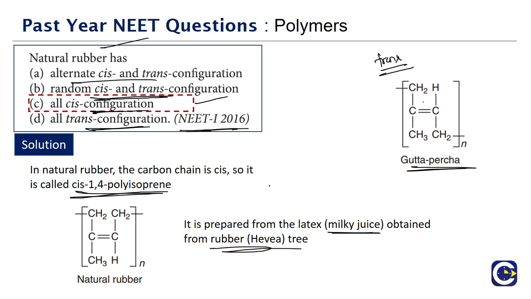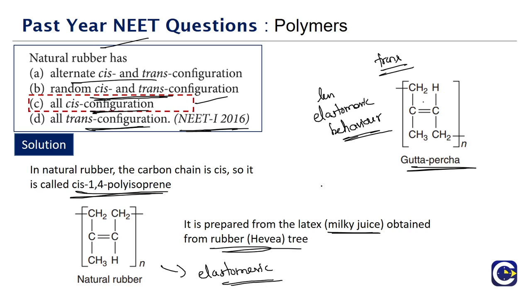Because of this, we'll see some properties being different. Natural rubber has an elastomeric nature. Of course, the elastomeric nature is increased by vulcanization, but natural rubber also has some elastomeric nature. But gutta percha has very little elastomeric behavior. Elastomeric behavior means the ability of the polymer to get elongated. The reason is that gutta percha is in the trans form and natural rubber is in the cis form. So whenever we talk about natural rubber, we are talking about the natural rubber that we obtain from the rubber tree.